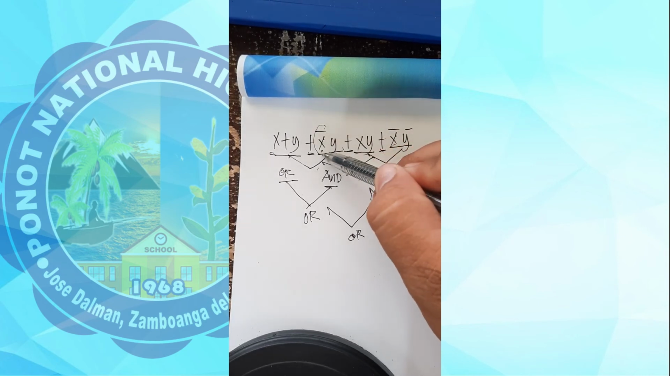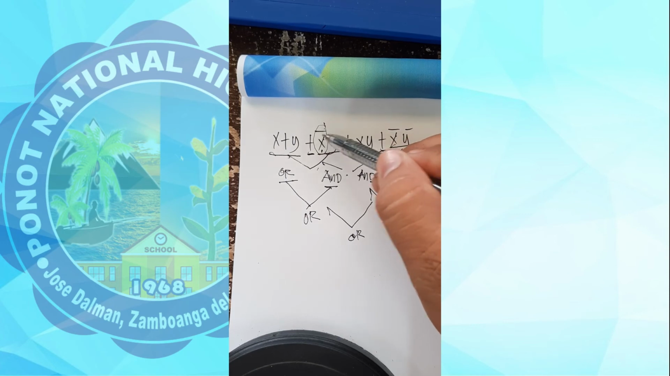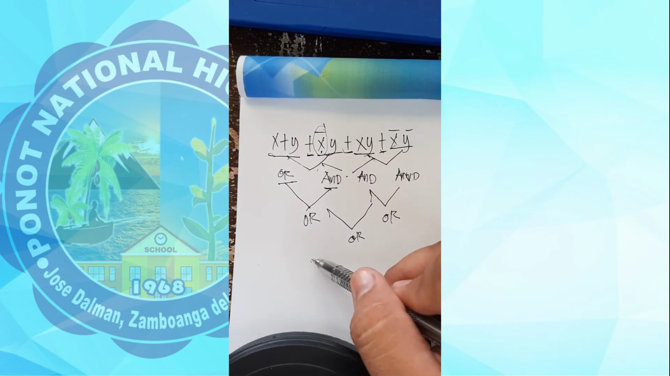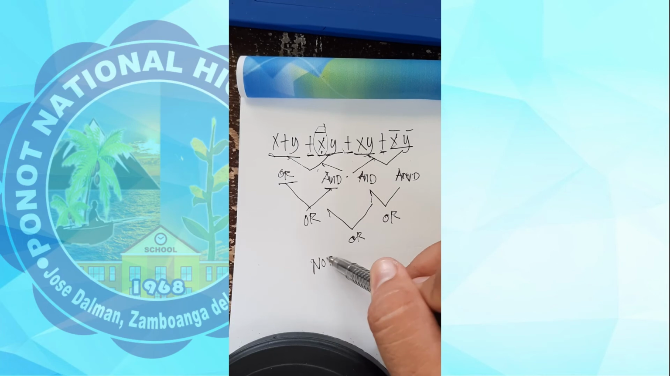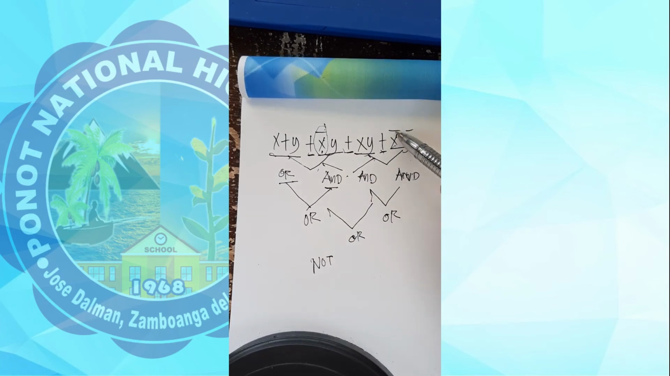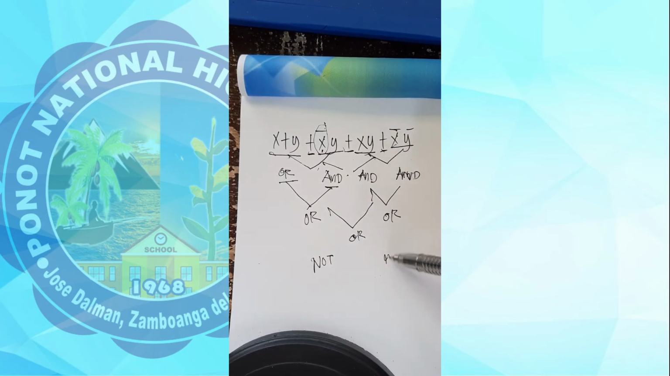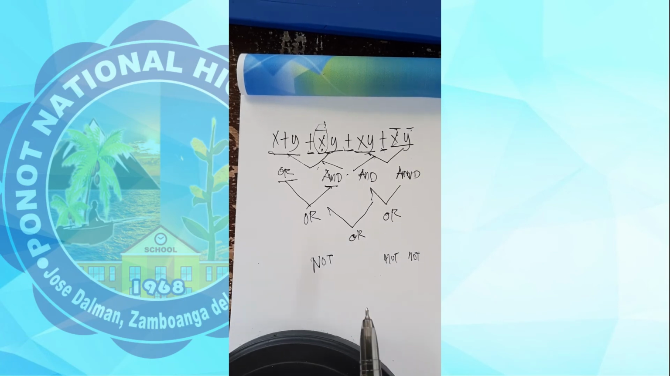Then kung titingnan mo dito, x bar. This is a bar. Meaning that is a NOT gate. Okay, that is NOT. This is also a NOT gate. And this is also a NOT gate. Okay.